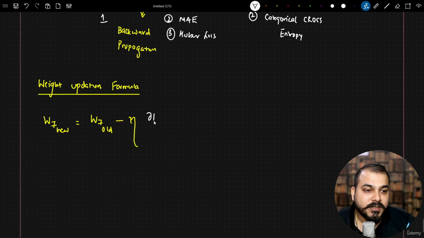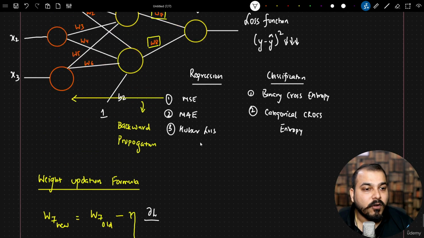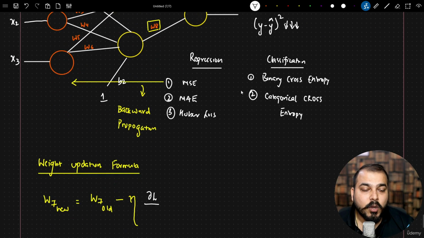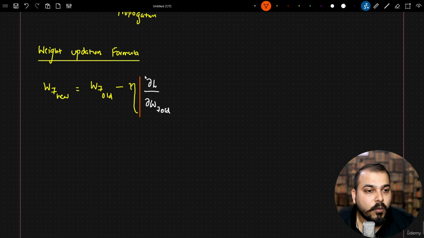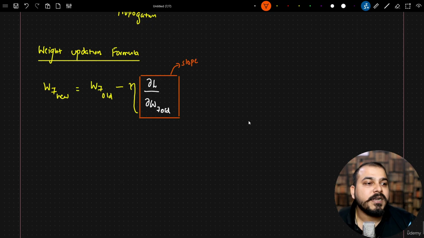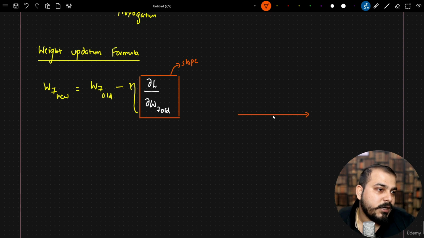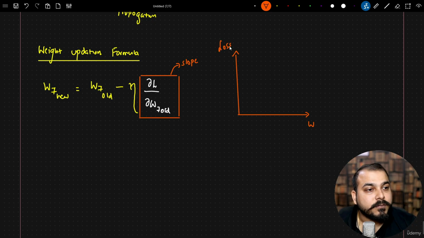And then along with this, we take the derivative of the loss, whatever loss I'm getting: derivative of loss with respect to W7 old. It is super important to understand what this is. In short, we are trying to calculate the slope of the graph which we plot with respect to the weights and the loss function.